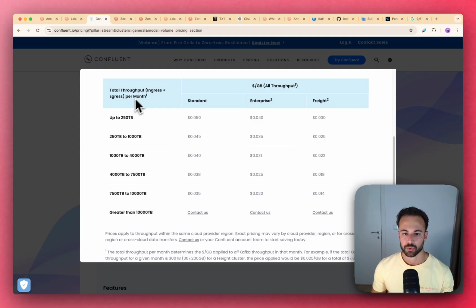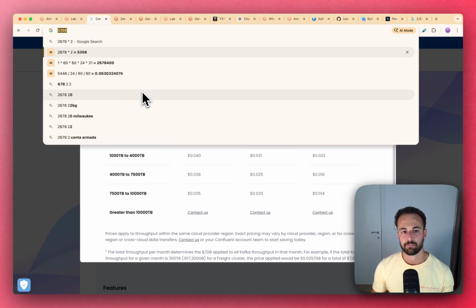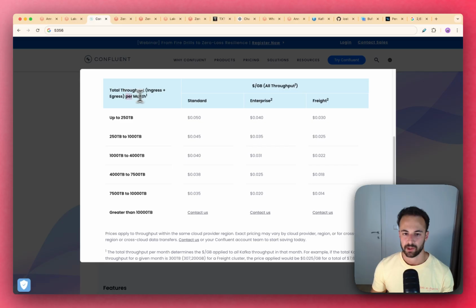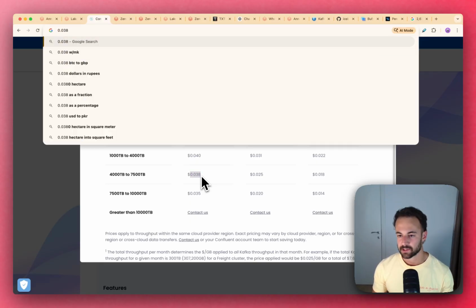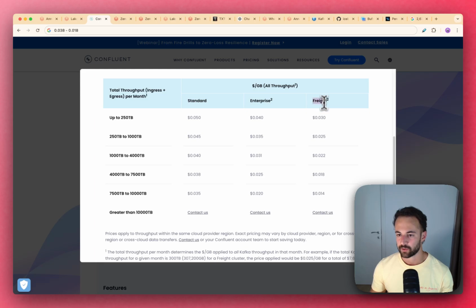Oh, but they count both, so ingress plus egress. So it would be 2.6 times 2, 5.3 petabytes in a month of volume. 5.3 goes into this tier, which would be, let's say, from 0.038 cents a gigabyte to 0.018 cents a gigabyte, depending on if you use freight or enterprise or standard. And this is the price for ingestion and egress.